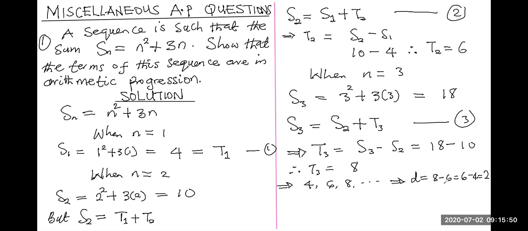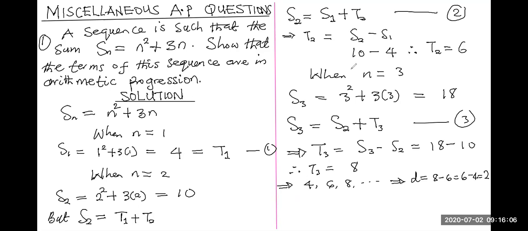Okay, so our common difference is constant. Once our common difference is constant, of course, we have proved that the terms of the sequence exist in arithmetic progression. All right, now this equation 1, equation 2, equation 3 I have generated. What do I intend to do with it?